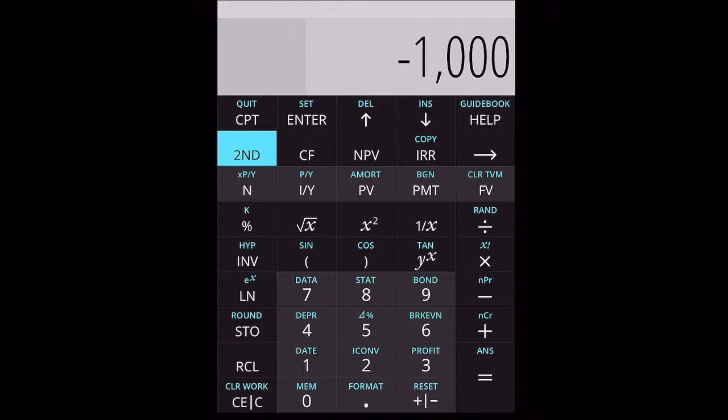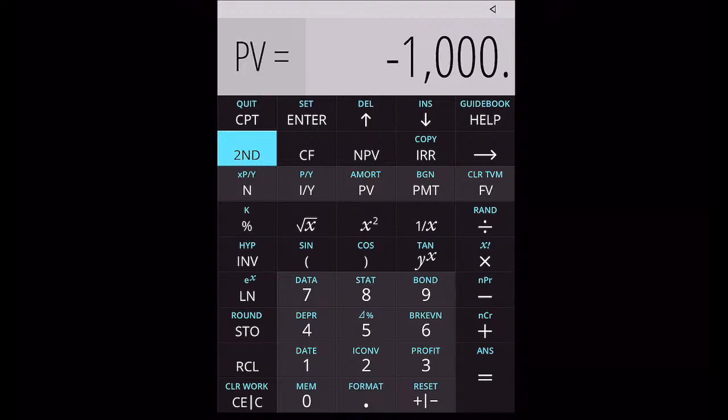And then there are no payments, so I'm going to have to fix that with my arrow. So that is PV. And then there are no payments. There are no intermediary payments. There's just one lump sum at the beginning, and then I want the value at the end. So there are no interim payments.